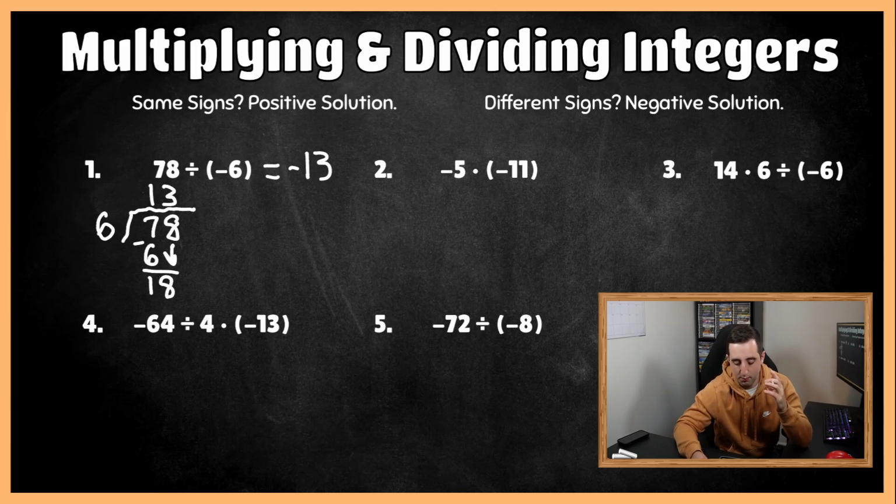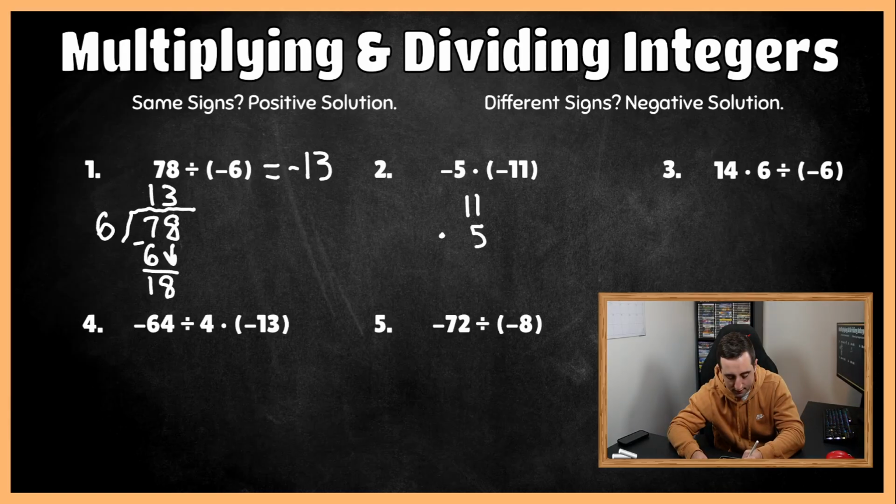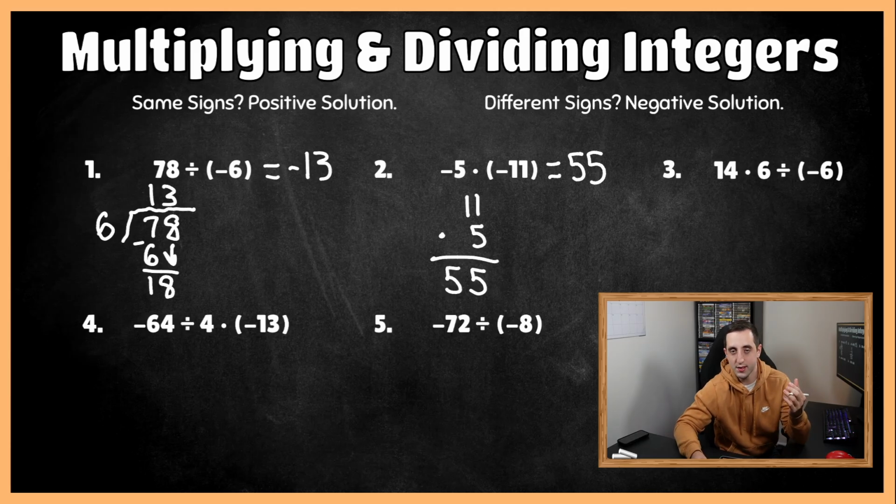We have a multiplying problem now, and I notice the 5 and 11 are both negative, so they have the same signs, which means my final answer has to be positive at the very end. So 11 times 5, 5 times 1 is 5, 5 times 1 is 5, and we get a nice clean 55 for our answer, and it's positive because we had same signs, positive solution.